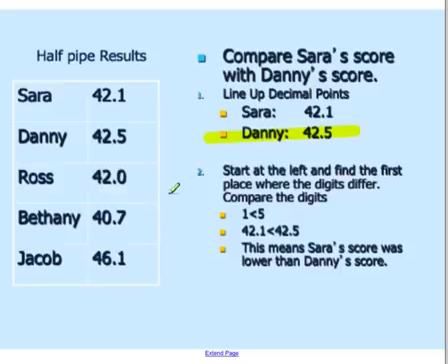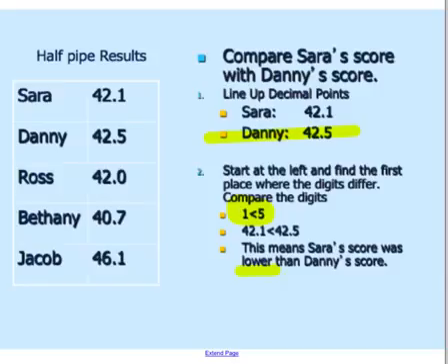Start at the left and find the first place where the digits differ. The 42 is the same, but it's the number after the decimal which explains it. 1 is less than 5, so 42 1/10 is less than 42 5/10. This means that Sarah's score was lower than Danny's.